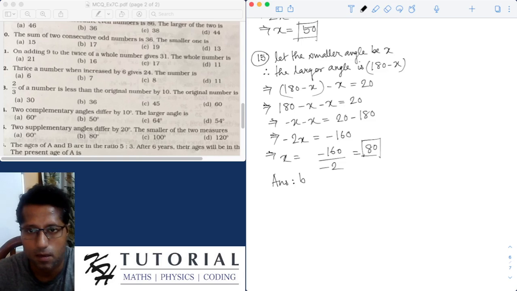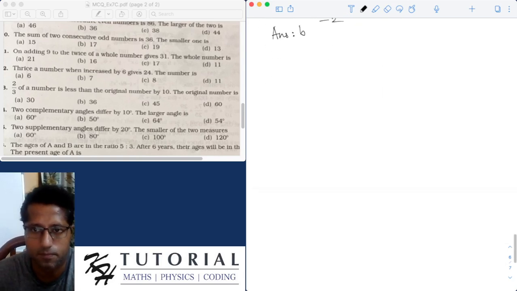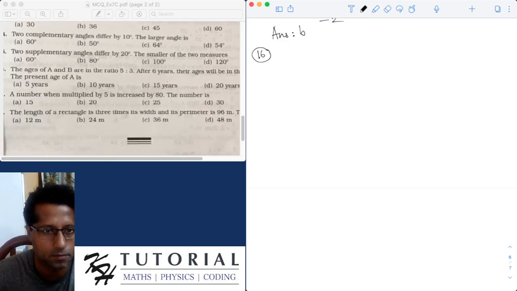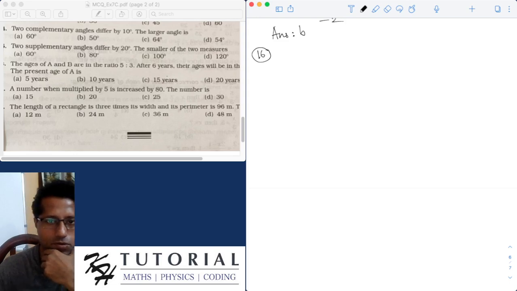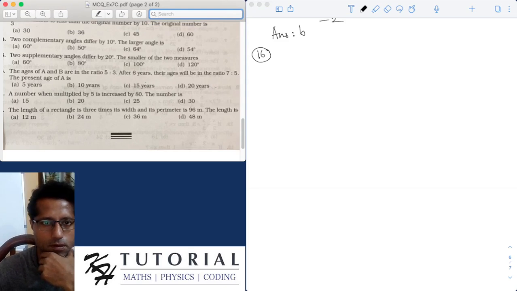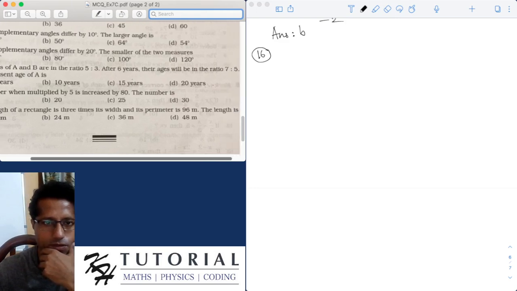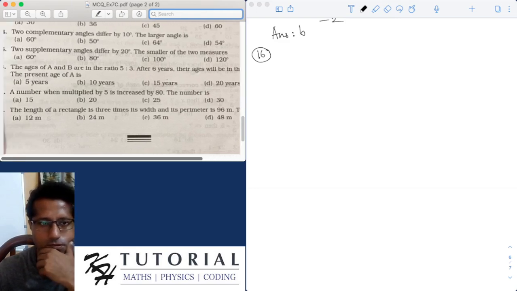Okay, let's do question number 16. It says the ages of A and B are in the ratio 5:3. After 6 years, their ages will be in the ratio 7:5.